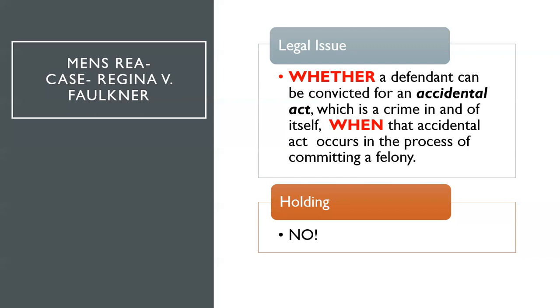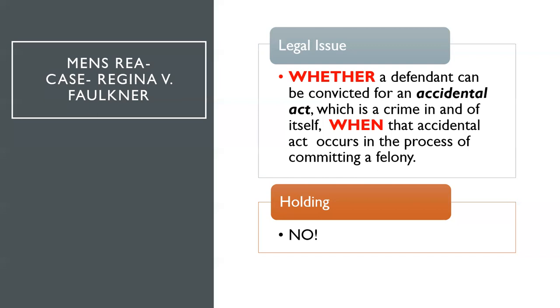Whether, when. Remember, in the last videos we talked about an under, does, when format for drafting legal issues. Now we're going to play with the whether, when. So here's the legal issue in Regina v. Faulkner: whether a defendant can be convicted for an accidental act, which is a crime in and of itself, when the accidental act occurs in the process of committing another crime.